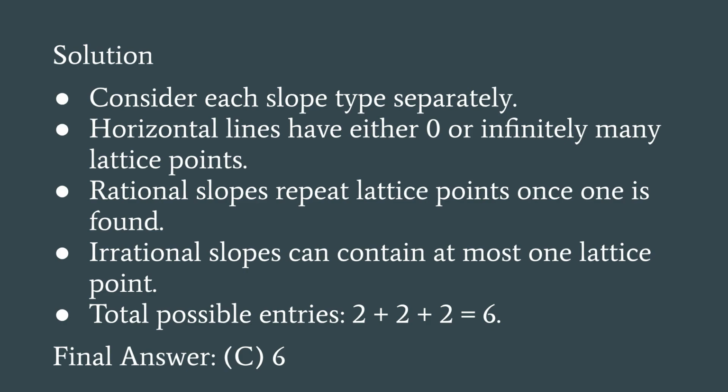Finally, consider lines with an irrational slope. A line can contain no lattice points if its y-intercept is not an integer, and it can contain exactly one lattice point if its y-intercept is an integer. However, it can never contain two or more lattice points, since the slope between any two lattice points is always rational. This gives two possible cases for each of the three slope types, with a total of 2 plus 2 plus 2 equals 6. Therefore, the final answer is choice C, 6.